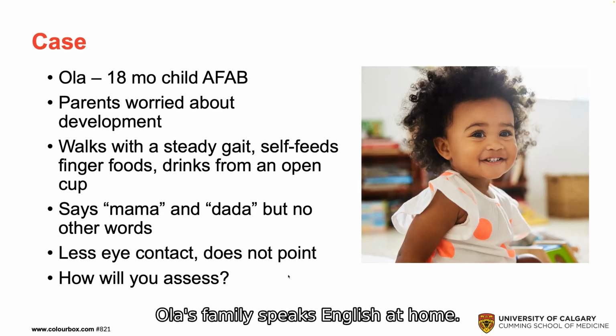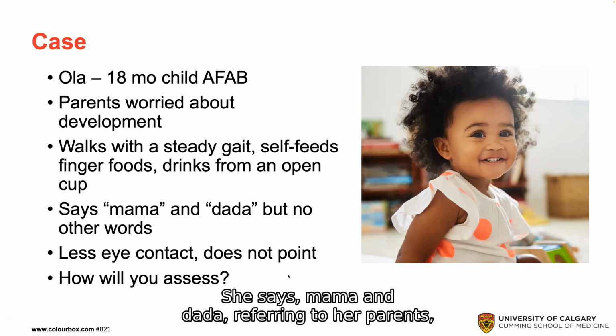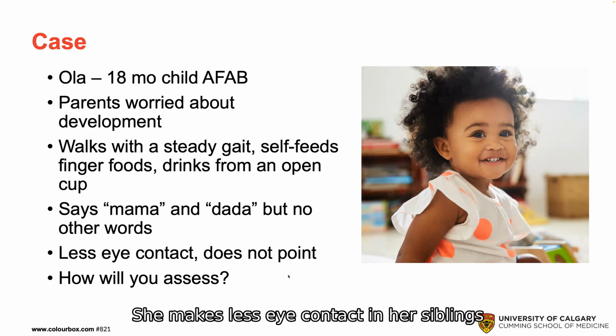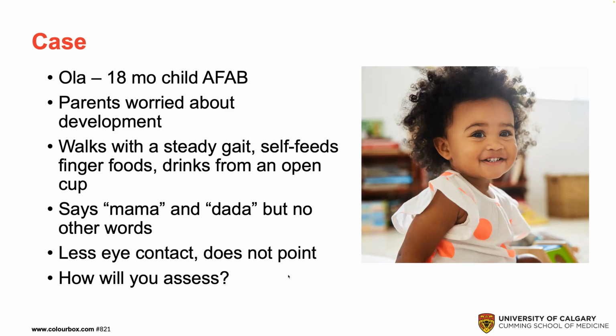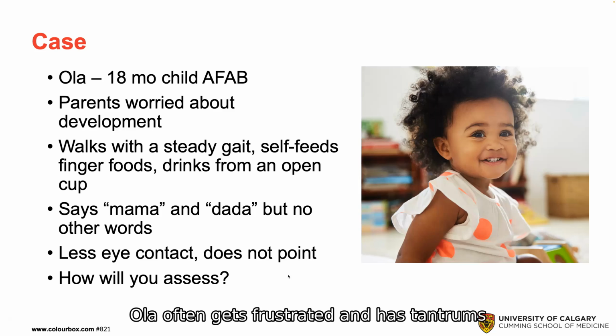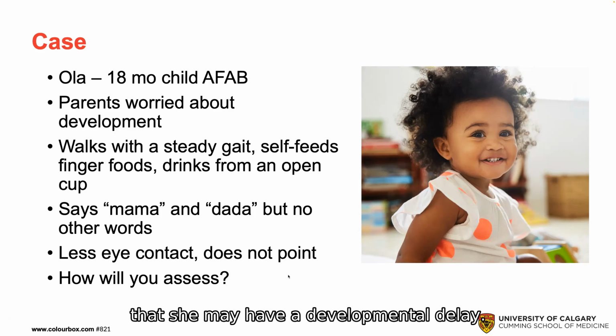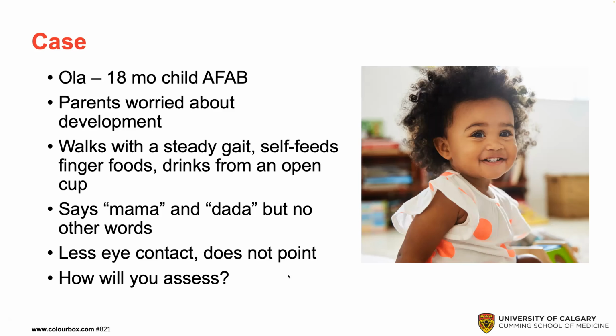Ola's family speaks English at home. She says mama and dada, referring to her parents, but has no other words. She makes less eye contact than her siblings and does not point at objects. Ola often gets frustrated and has tantrums that can be difficult to manage. Ola's parents are concerned that she may have a developmental delay. How will you assess her parents' concern?